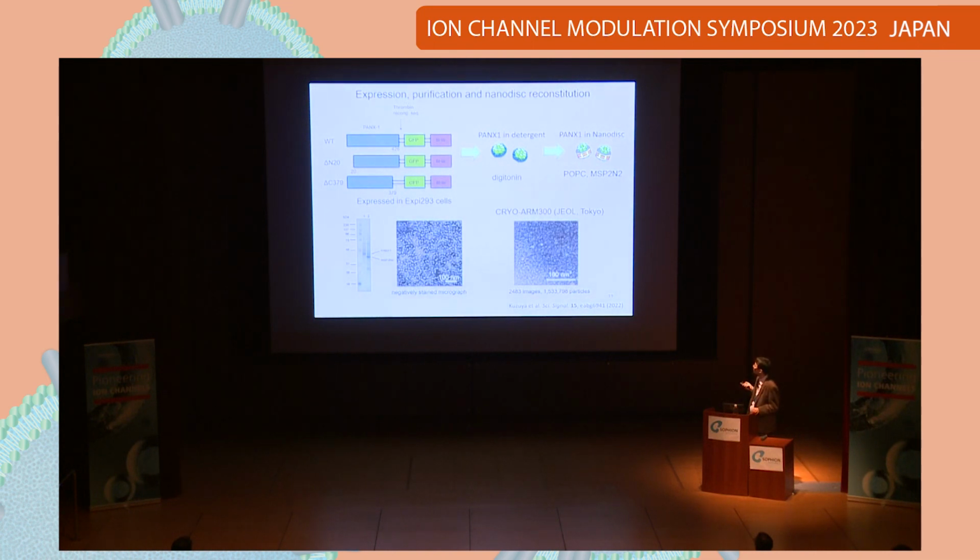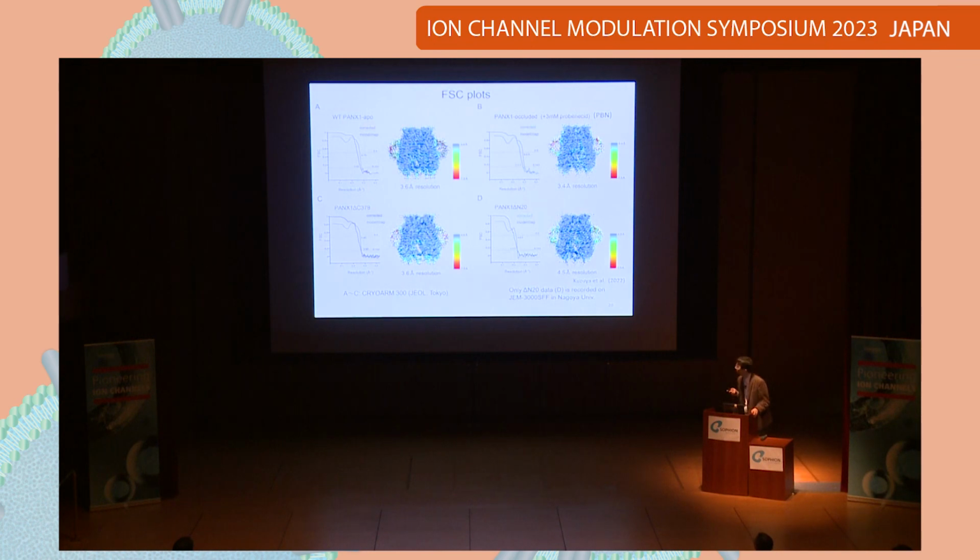Negative stain electron micrograph confirms nanodisc formation, and we performed cryo-EM. Here we determined four pannexin 1 structures in total. The first one is wild type apo, and the second one is wild type but in a buffer containing a blocker, termed probenecid, and we call this conventional pannexin 1 occluded. The third one is the C-terminal deletion, and finally the N-terminal deletion structure.